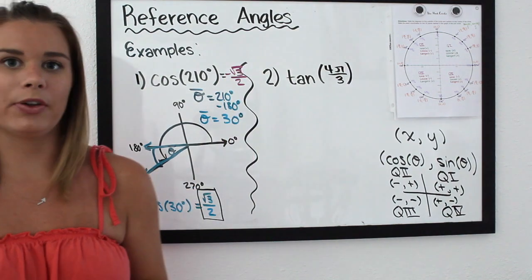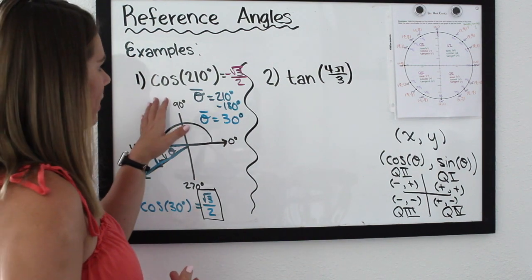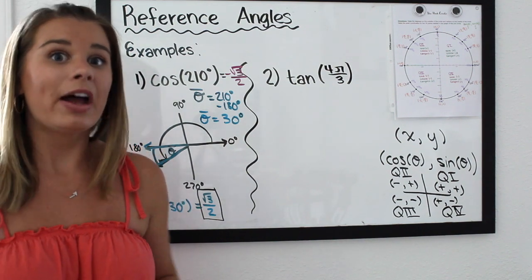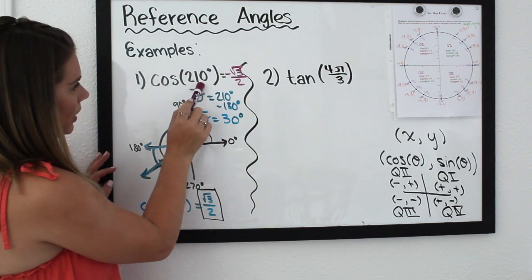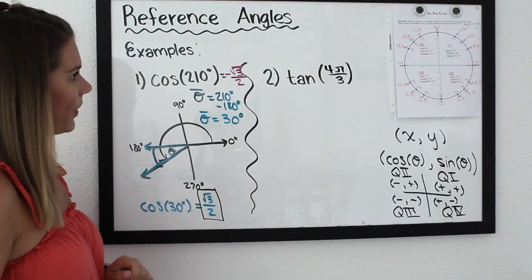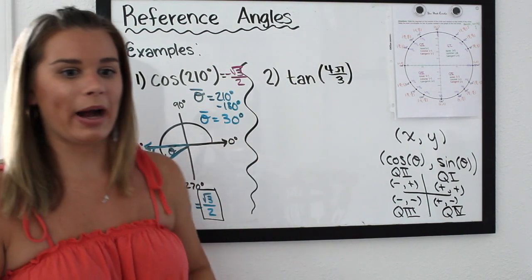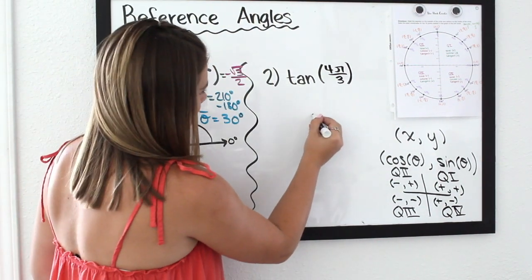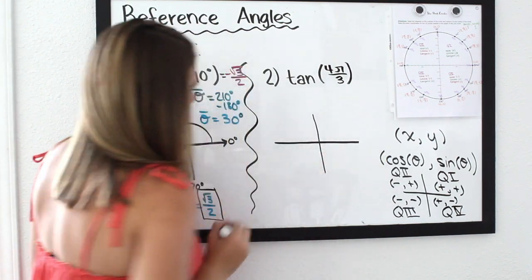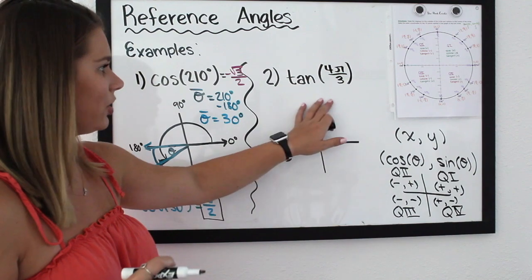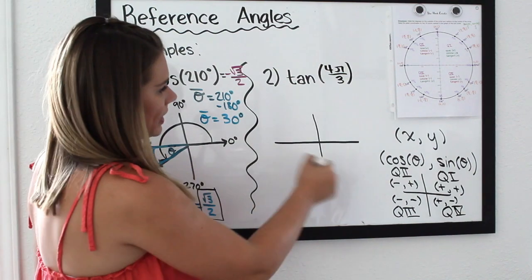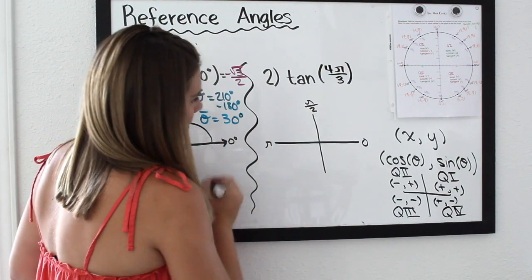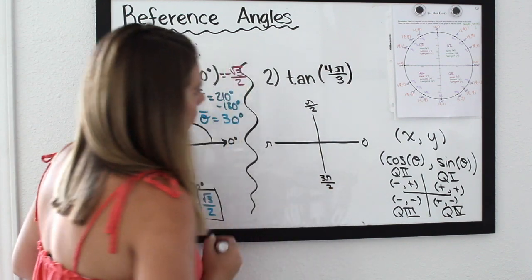So that's our last step if you want to use a reference angle to evaluate a trig function: we have to check the sign to see whether it's positive or negative based on whichever quadrant your original angle was in. Now I have tangent of 4 pi over 3. We're switching gears a little bit, and now we're doing radians, which is okay. We're going to draw our original angle first. I'm going to label this: 0 radians, pi over 2 radians, pi radians, and 3 pi over 2 radians.